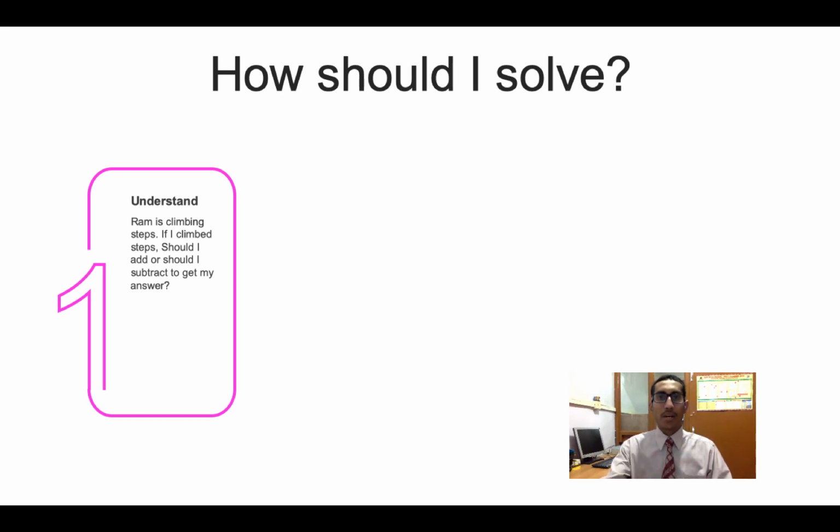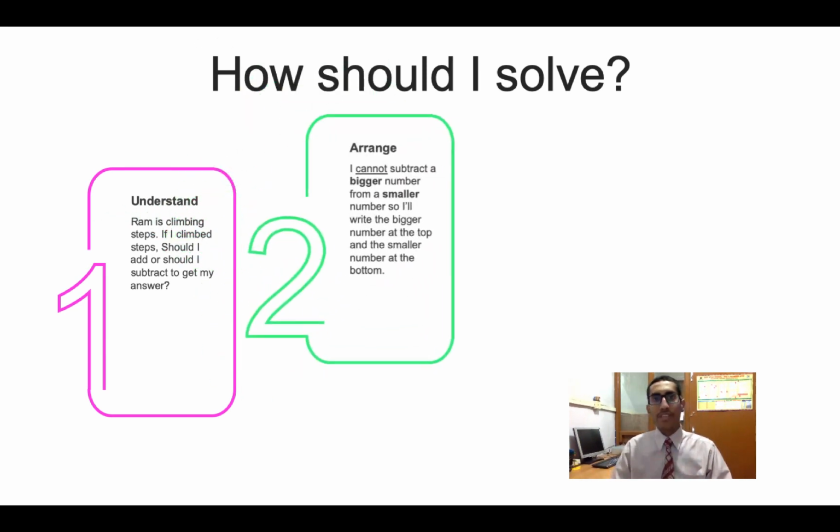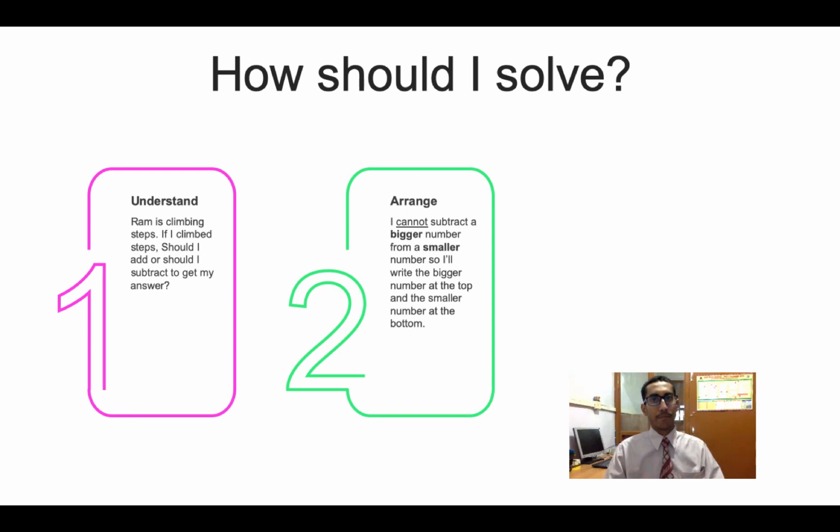So if you remember from our addition series, I'm going to explain the second step, which is all about arranging the data. Now when it comes to subtraction, I already know that I cannot write a smaller number on the top and a bigger number at the bottom. That is, I cannot subtract a bigger number from a smaller number. So always at the top I'm going to write the bigger number. So for subtraction, I always need to find which number is bigger and write it on the top.